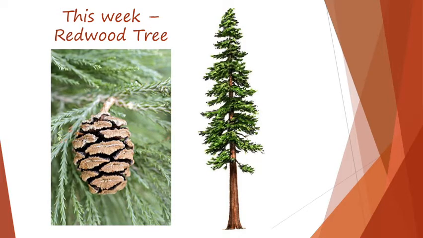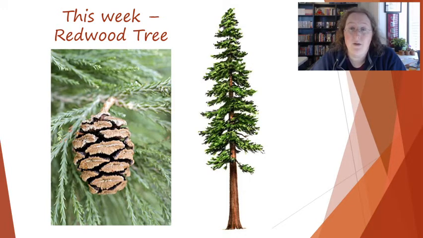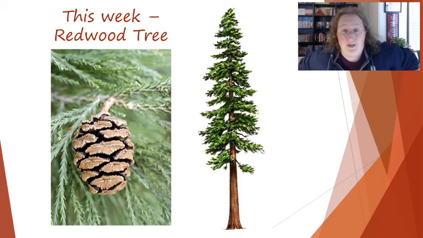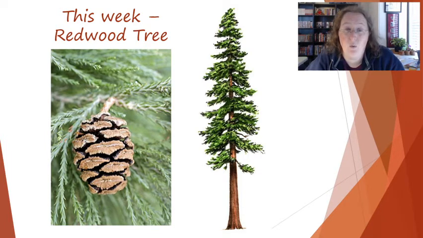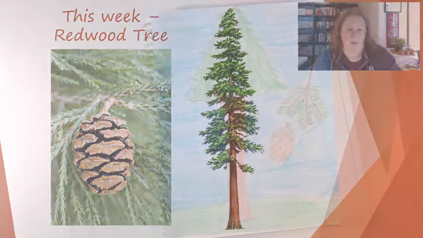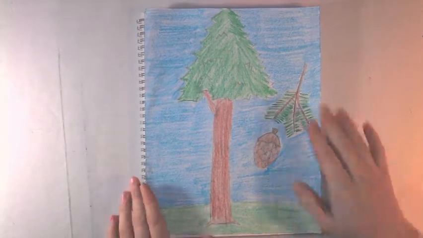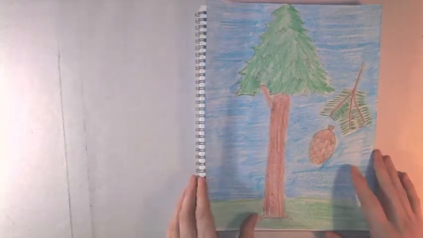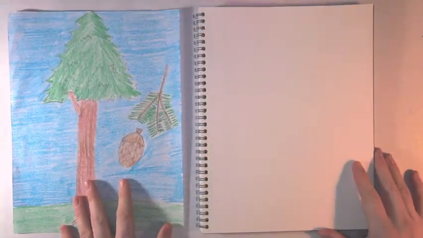So this is a really good example of what we're going to practice, or what we're going to look at as our inspiration. You can see the redwood tree, you can see the cone or the seed, and you can see a little bit of the leaves. So let's look at how that will look with our drawing. This is the finished piece, and let's look at how we can draw that.